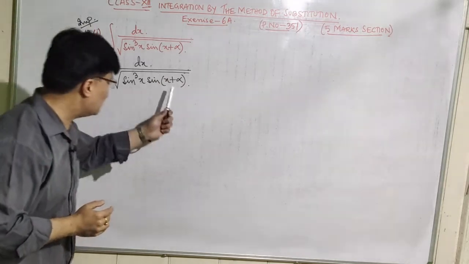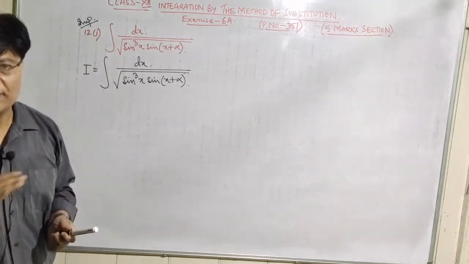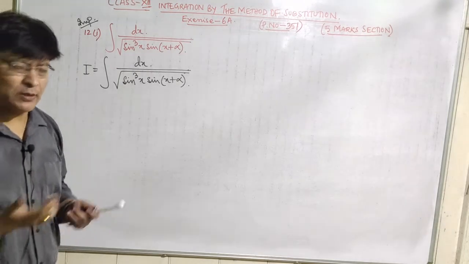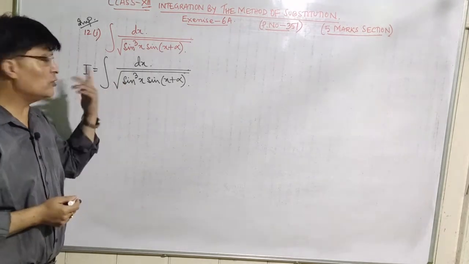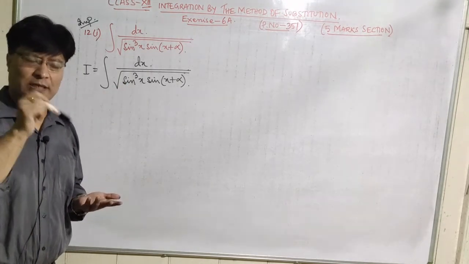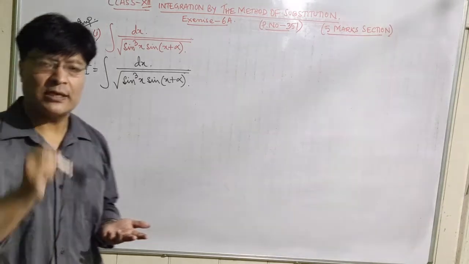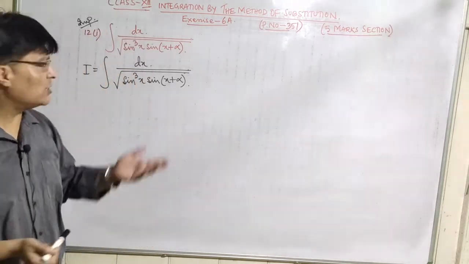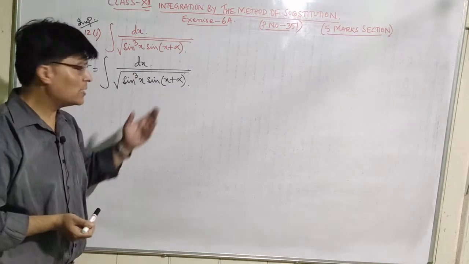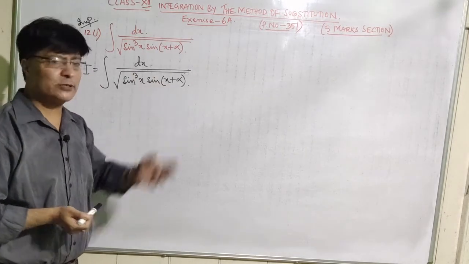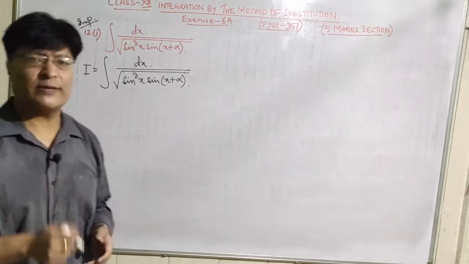Now can you use any method of substitution here? Differentiation of which function is which one? We don't know here. It is sine cube x. Its differentiation is 3 sine square x cos x. There is no 3 sine square x cos x here. And also the differentiation of sine of x plus alpha is cos of x plus alpha. Is there cos of x plus alpha? No.